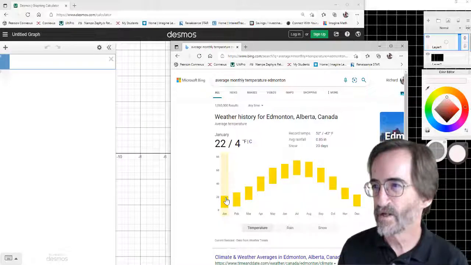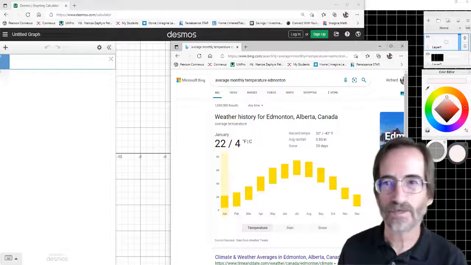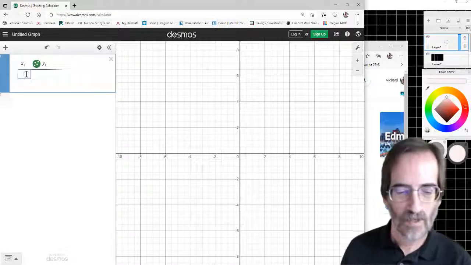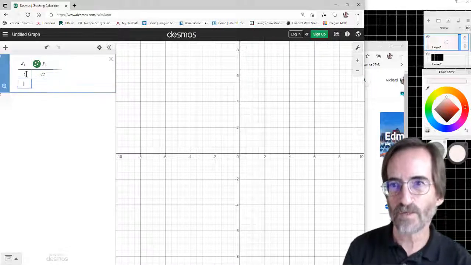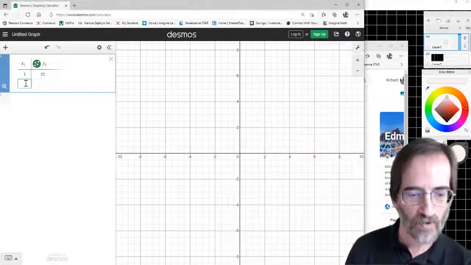Looks like January, 22 was the high and 4 was the average low. And so let's go ahead and make a table. So click the plus in Desmos, table. And month number 1, the average monthly high was 22 degrees. Okay, 27 for February.